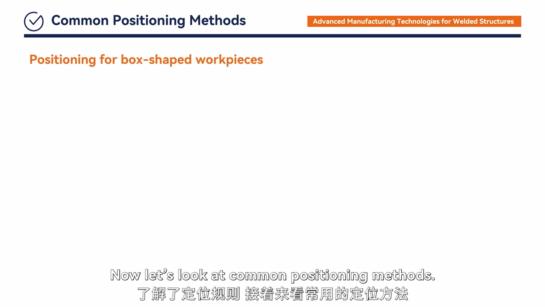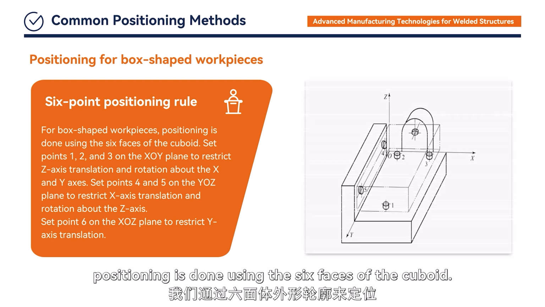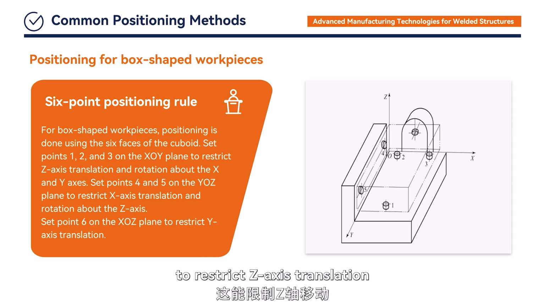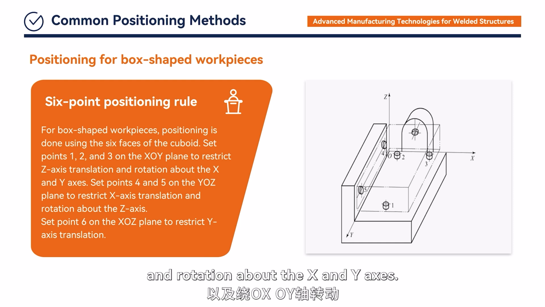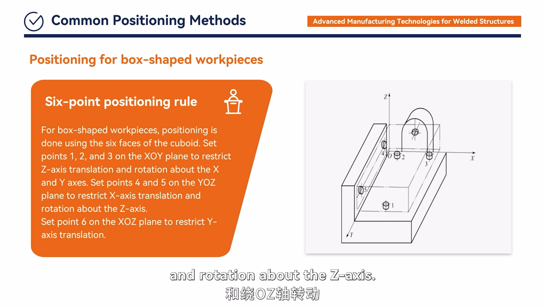Now let's look at common positioning methods. For box-shaped workpieces, positioning is done using the 6 faces of the cuboid. Set points 1, 2, and 3 on the XY plane to restrict Z-axis translation and rotation about the X and Y axis. Set points 4 and 5 on the YOZ plane to restrict X-axis translation and rotation about the Z-axis. Set point 6 on the XOZ plane to restrict Y-axis translation.